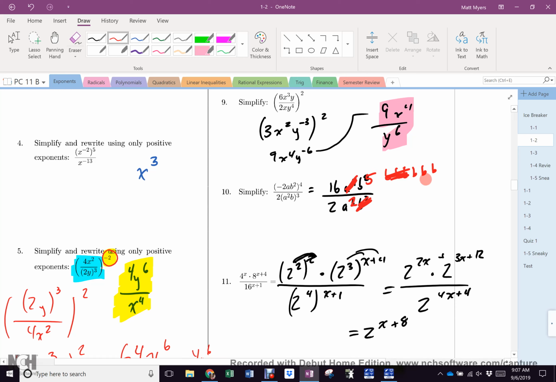Why did negative 2 become positive 16? Because negative 2, the negative is in the base. Negative 2 to the 4th. And then 16 divided by 2, of course, becomes 8. And I'm left with 8b5 over a squared. Now remember, the canceling thing, I do that because I've been doing this way longer than you. You are welcome to do the subtraction thing.